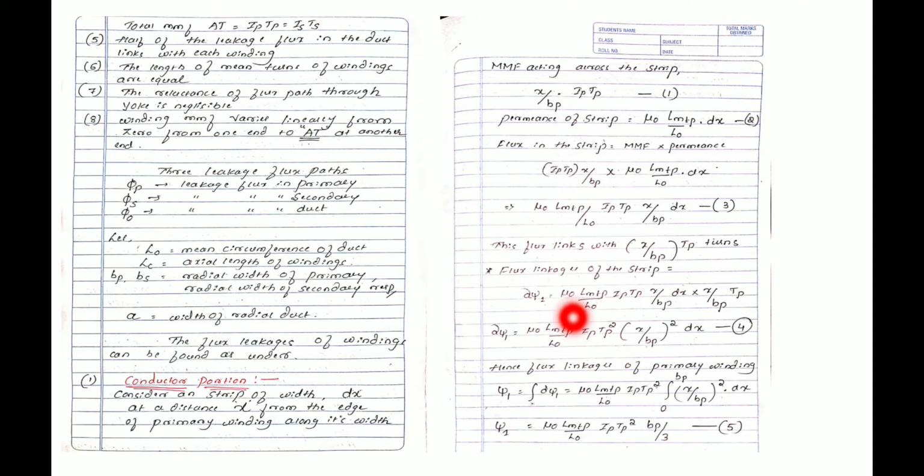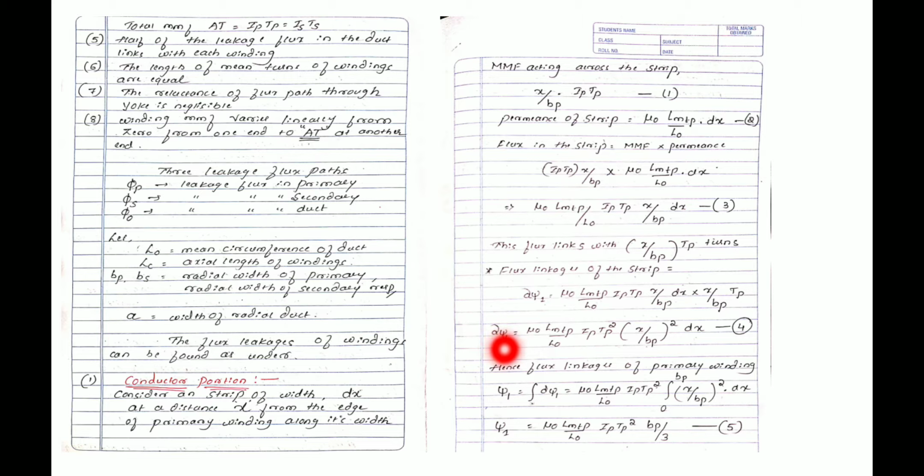So what will we write? Flux mu naught, equation 3, mu naught LMT P divided by L naught into IPTP, x divided by BP into dx. This amount of flux is linking with how many number of turns? These many, x divided by BP into TP. This will give what? Flux linkage, not leakage. That is represented by d psi 1.